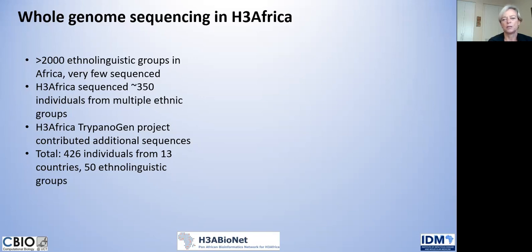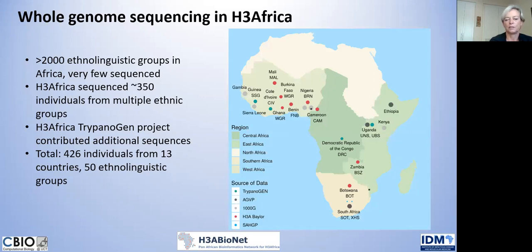So we have more than 2,000 ethno-linguistic groups in Africa, very few of whom have been sampled in terms of sequencing. So in this project, about 350 individuals from multiple ethnic groups were sequenced, and then this was added to sequence data from the H3A Consortium project, who did medium coverage sequencing. So in total, there were 426 individuals from 13 countries, representing 50 ethno-linguistic groups.